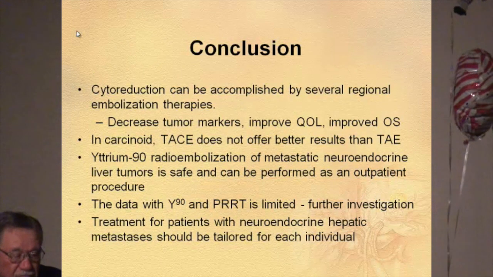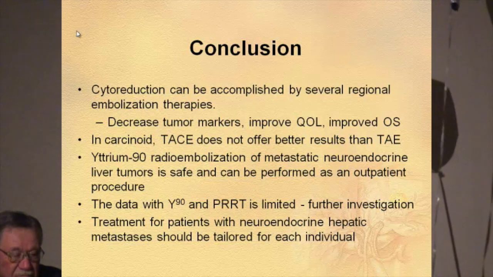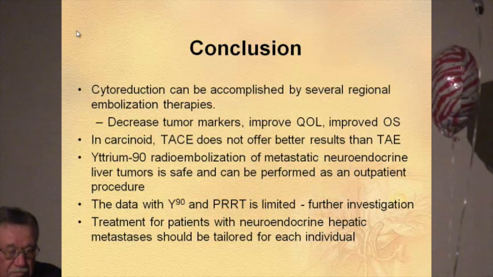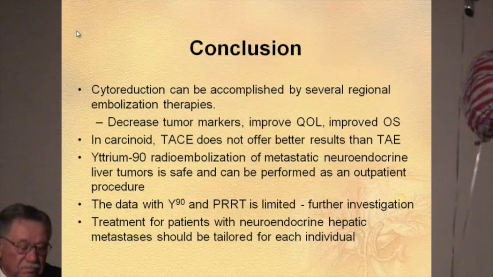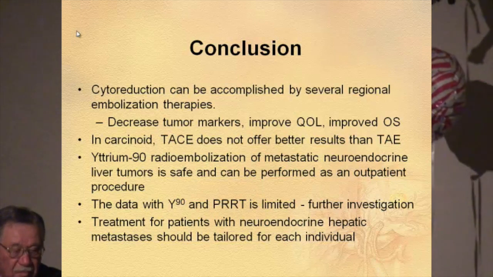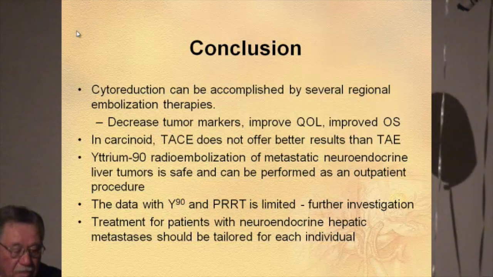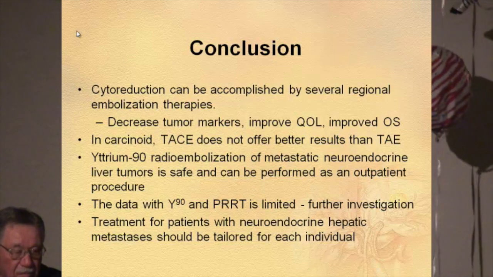So cytoreduction can be accomplished by regional therapy. The TACE is not better than bland embolization in carcinoid patients. The data with Y90 and PRRT is very limited and needs to be studied further. And patients really should be treated in a multidisciplinary fashion.